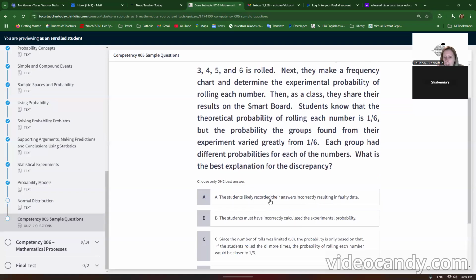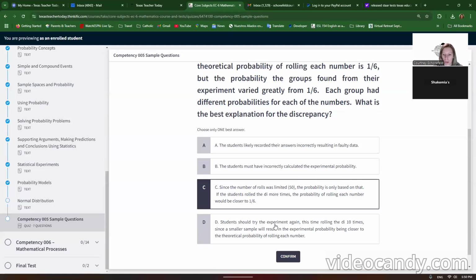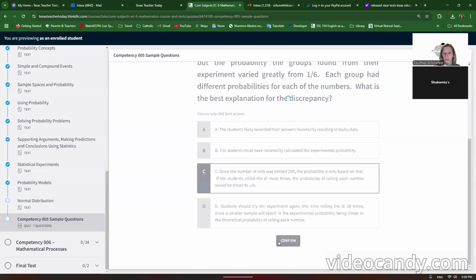The students likely recorded their answers incorrectly, resulting in faulty data. Maybe. The students must have incorrectly calculated the experimental probability. Since the number of rolls was limited, 50, the probability is based only on that. If the students roll the die more times, the probability of rolling each number would be closer to 1/6. This is what I was talking about, where if we do more repetitions, we're going to get a better, more accurate result. So C is the best answer so far. Students should try the experiment again, this time rolling the die 10 times, since a smaller sample will result in the experimental probability being closer to the theoretical. We don't want a smaller sample size. We always want a bigger sample size.